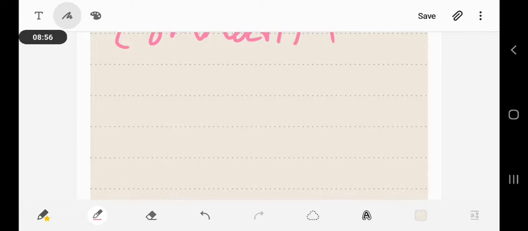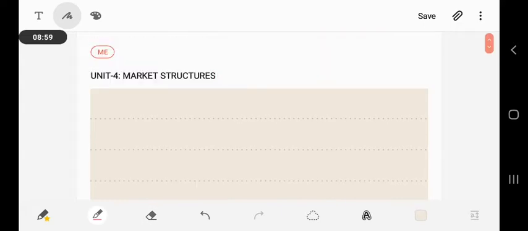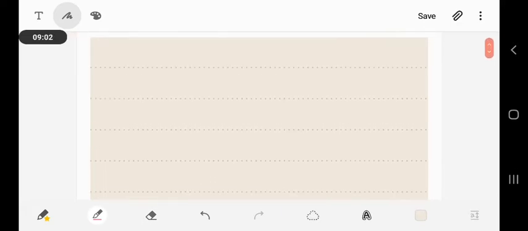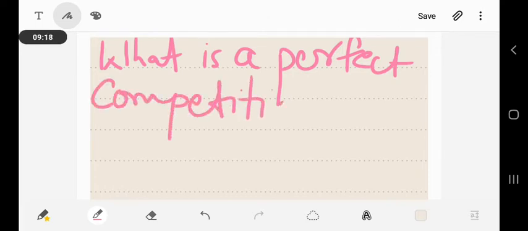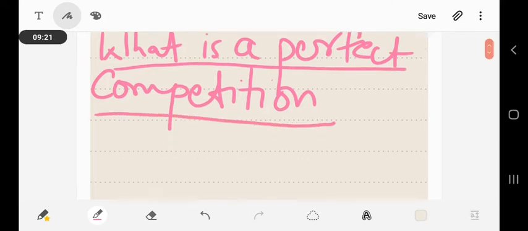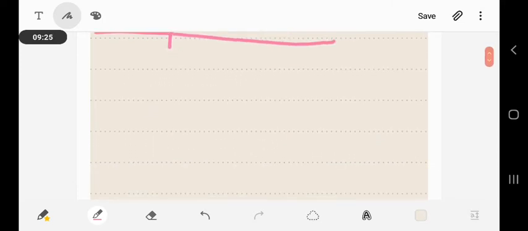Now, let us discuss the first one. What is a perfect competition? A market structure where a large number of buyers and sellers sell homogeneous products and the price is determined by the industry, with all the firms selling the product at one price. So that situation will be perfect competition.